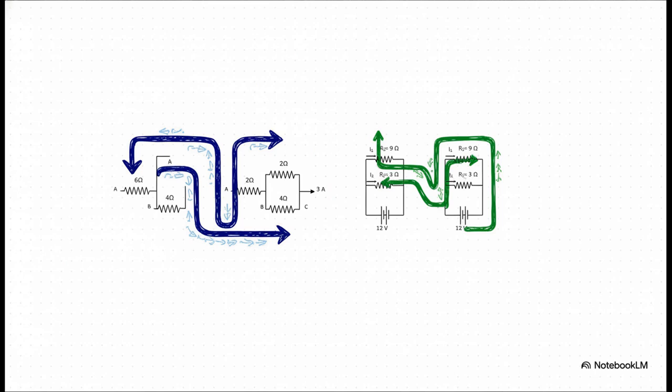On the left, that series circuit is one single loop. The current has no choice but to go through both components. But on the right, in the parallel circuit, the path splits. The current can go down one branch or the other.